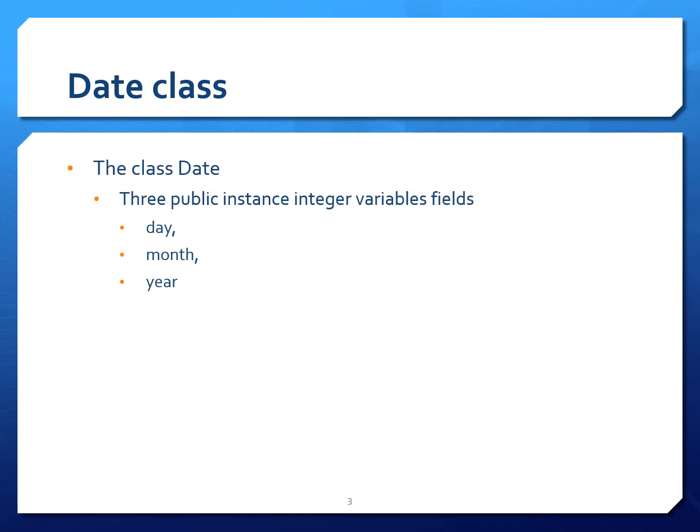The class Date has three public instance integer variables, or fields: day, month, and year. Public means that the fields can be accessed by other objects.